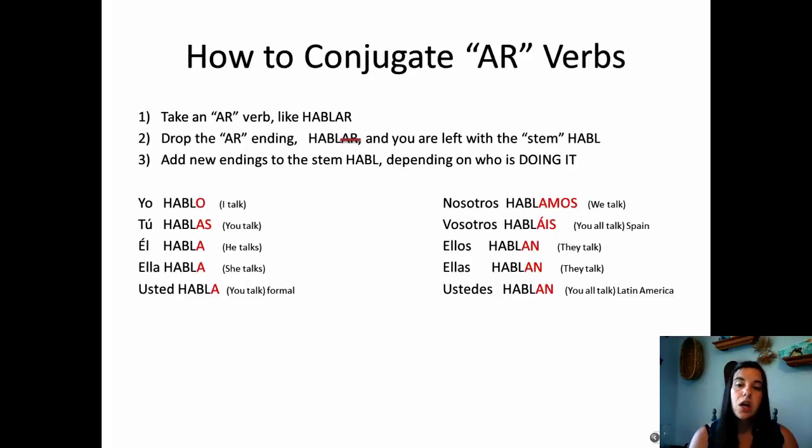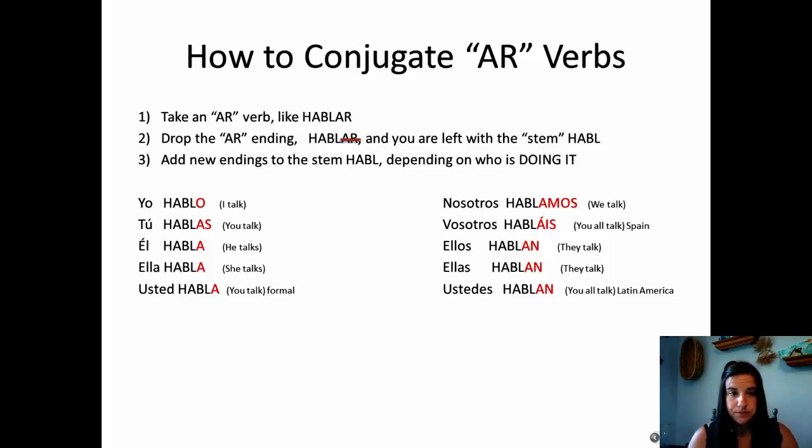So in Spanish, we drop the last two letters, and then we add the different endings depending on who is doing it, who is performing the verb. And the endings are always going to be the same for él, ella, and usted, and ellos, ellas, ustedes all have the same ending. So that's one example of how to conjugate a verb.